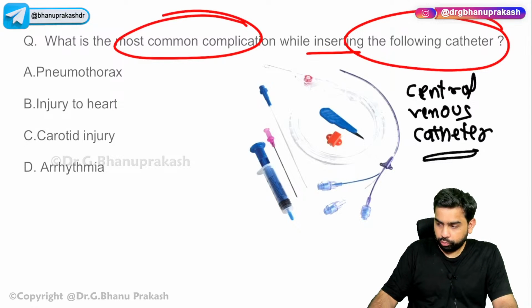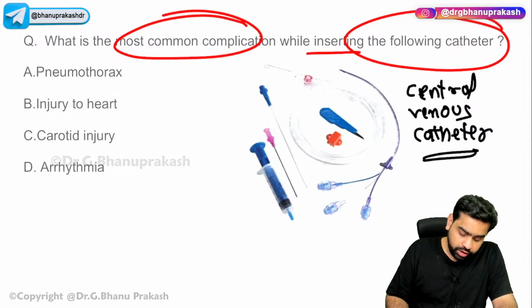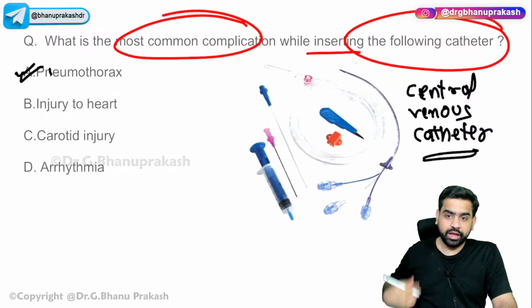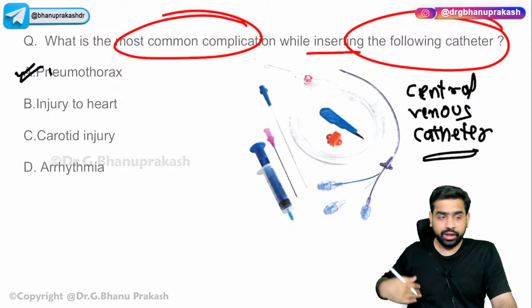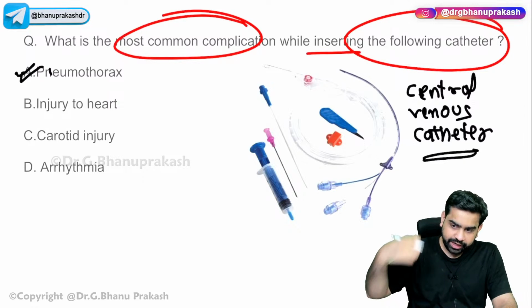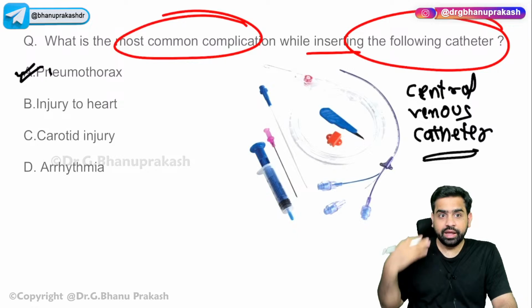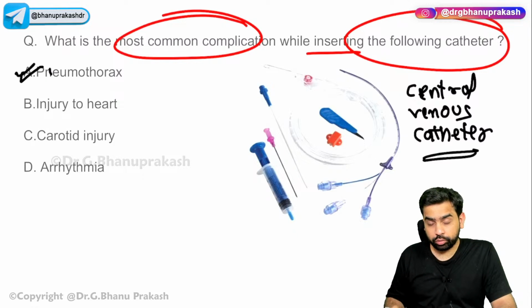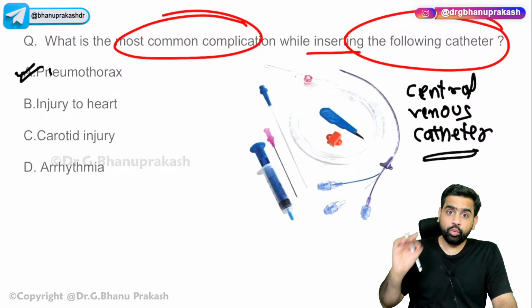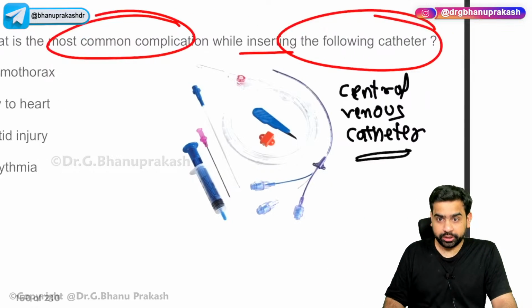The most common complication while putting this central line is pneumothorax, because the apices of the lungs come up, and you might end up injuring the pleural apices, and the patient will end up with a pneumothorax. I hope you are able to understand this point. The most common complication while inserting this catheter is pneumothorax.